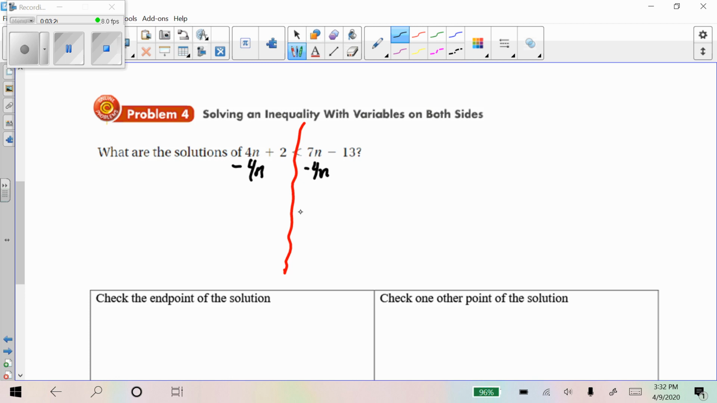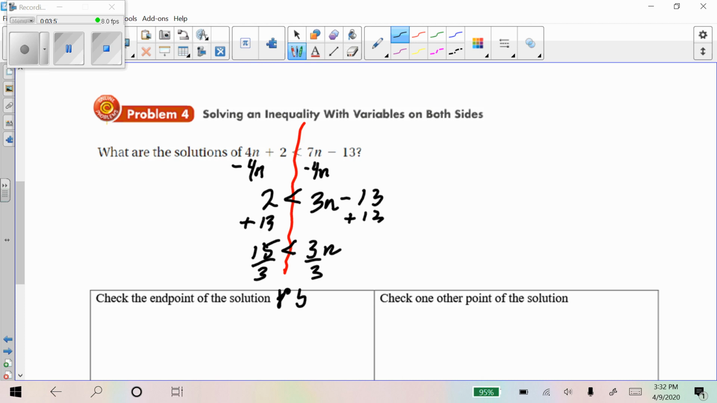Now, always keep in mind that if you multiply or divide by a negative, you have to switch the signs. I didn't do that, so I'm going to still have less than here. And I get 3n minus 13 on the right side. I'm going to add 13 to both sides. And I get 15 on the left side is less than 3n, dividing by 3. And I get 5 is less than n, or n is greater than 5.